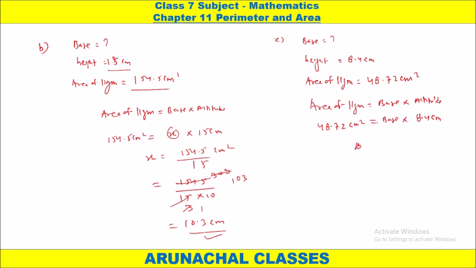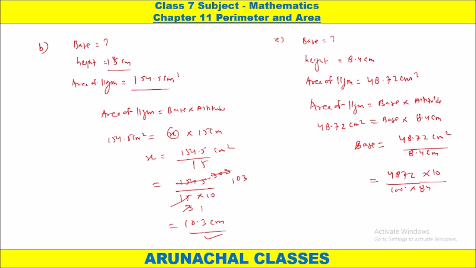Now we can have base value. The base value will be equal to 48.72 centimeter square upon 8.4 centimeter. So it will be 4872 divided by 100, multiply with here 84, multiply with here 10. So I have removed the decimal and I have accordingly adjusted the 10 and 100.